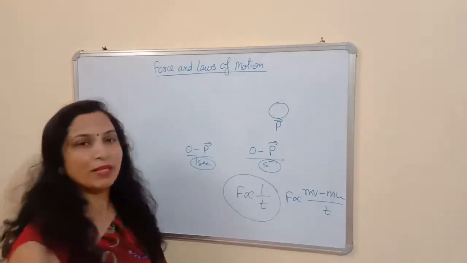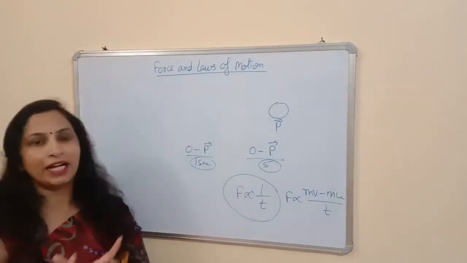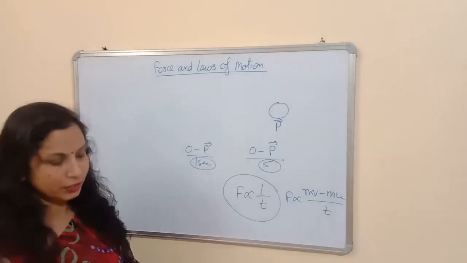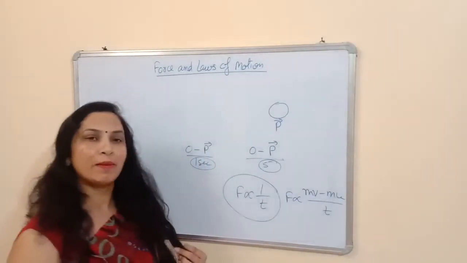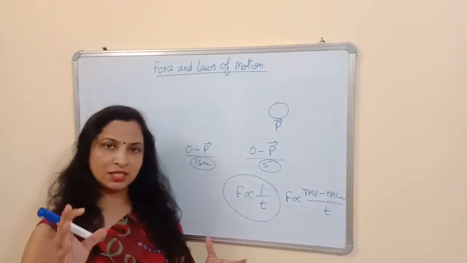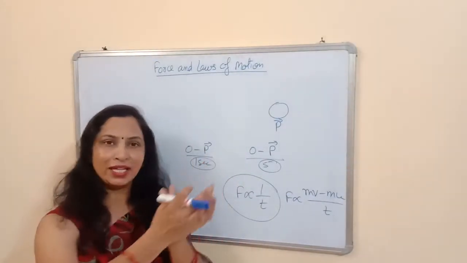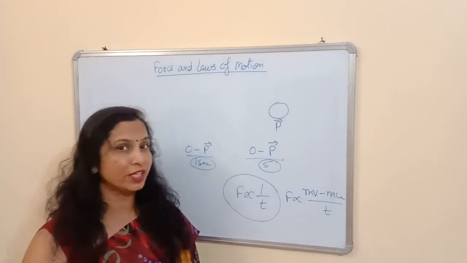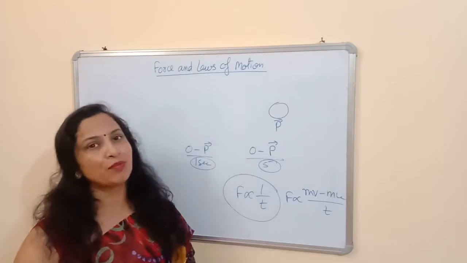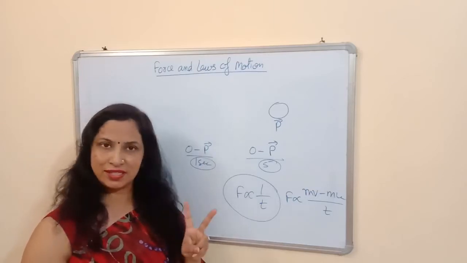So this is one of the applications: why we move a hand in the backward direction while catching a fast moving cricket ball. This is why you move a hand in the backward direction when you catch a fast moving cricket ball. Okay, this is one of the applications of Newton's second law.